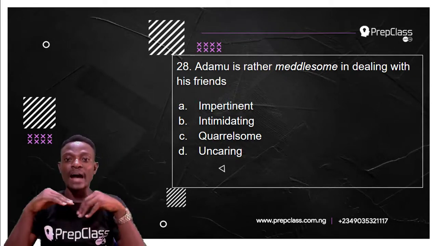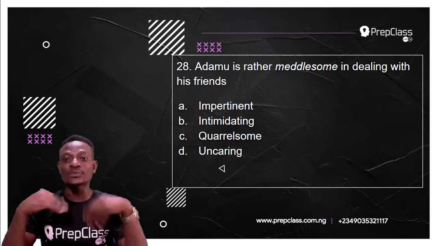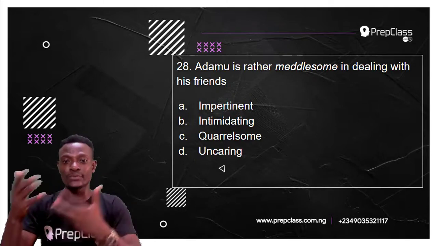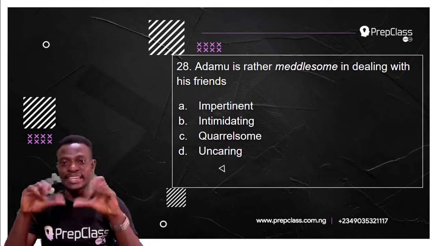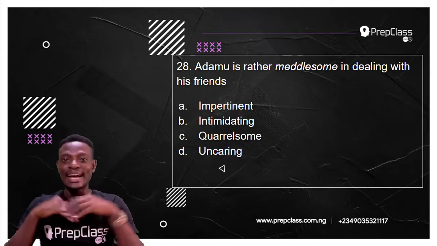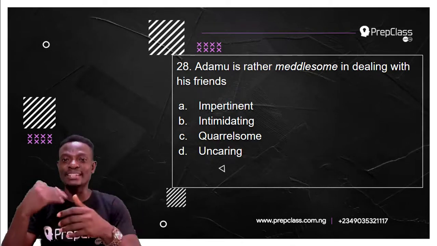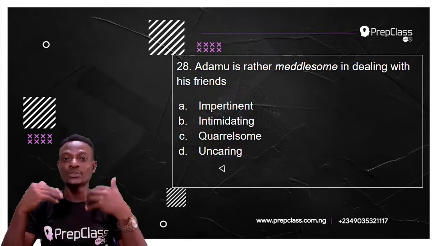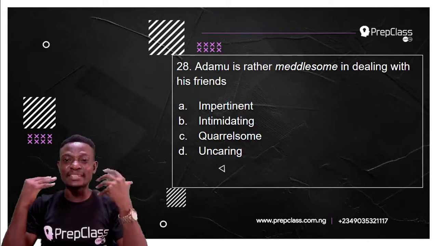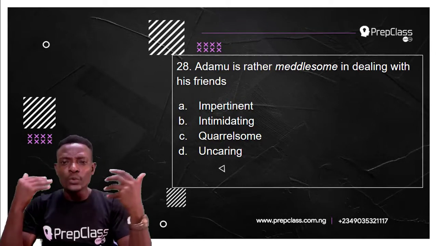The options we have are A, impertinent. Adamu is rather impertinent in dealing with his friends. B. Adamu is rather intimidating in dealing with his friends. C. Adamu is rather quarrelsome in dealing with his friends. D. Adamu is rather uncaring in dealing with his friends. What is the nearest in meaning to meddlesome? What does the word meddlesome mean?